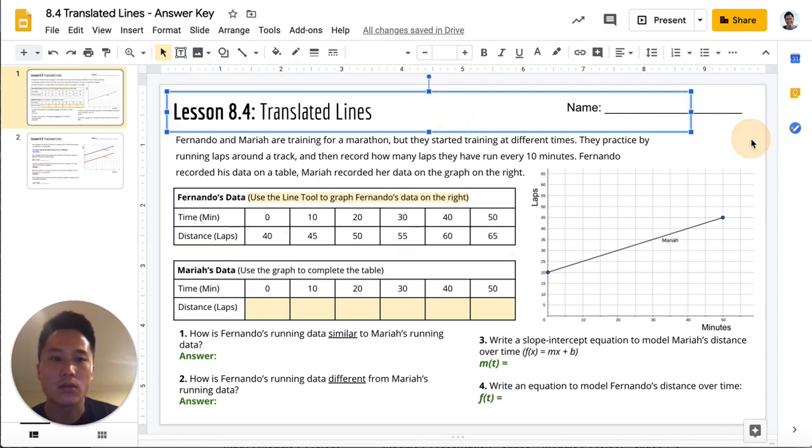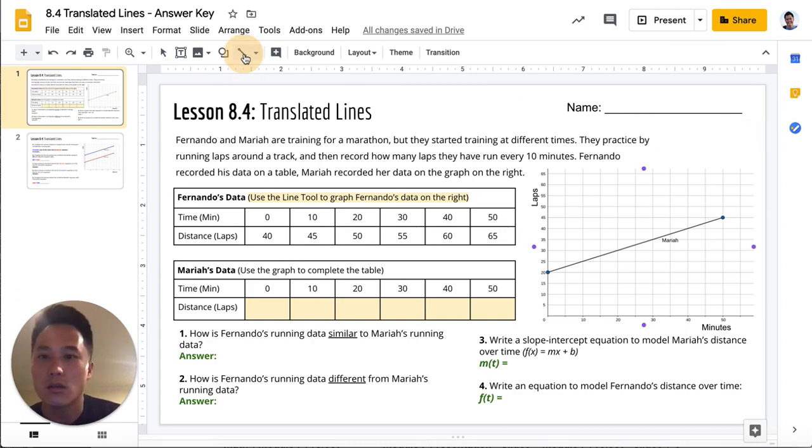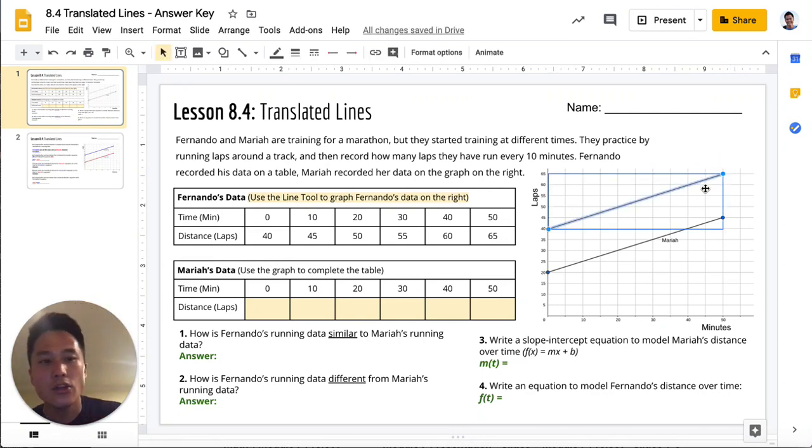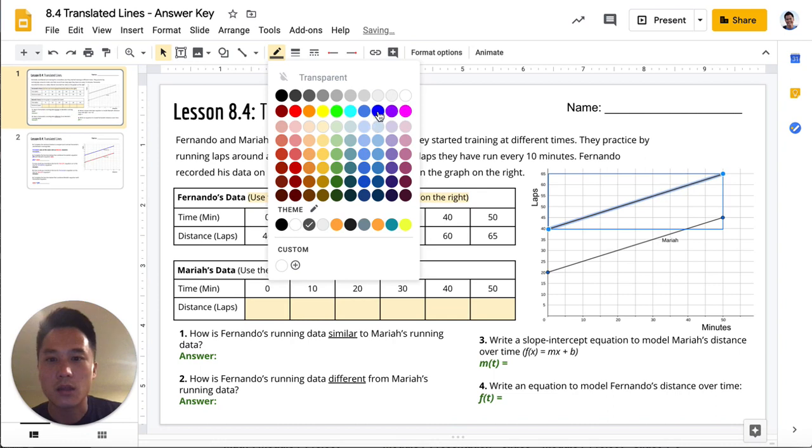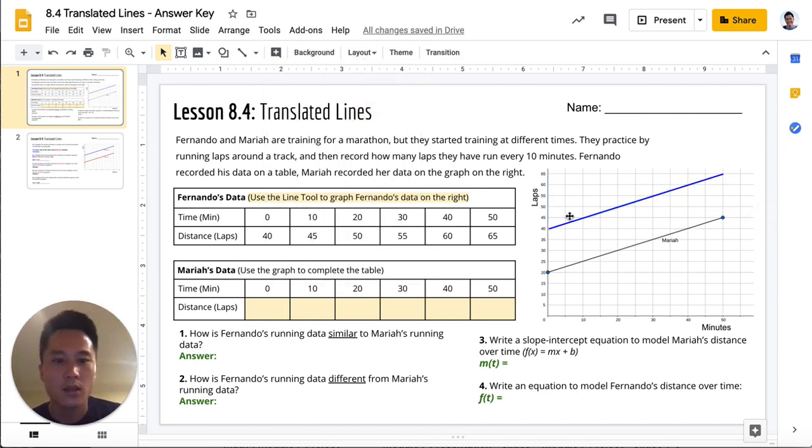To graph this using Google Slides, I'm going to click the line tool. That's here. We start at 0, 40, so I'll click here and then drag. I know that at 50 minutes he has 65 laps, so I'll bring that here to 50 and 65, just like that. Then you can adjust your line if you need to by clicking and dragging either of the corners. I'm going to give this some color. Okay, so this blue line that I just drew in is Fernando's data.